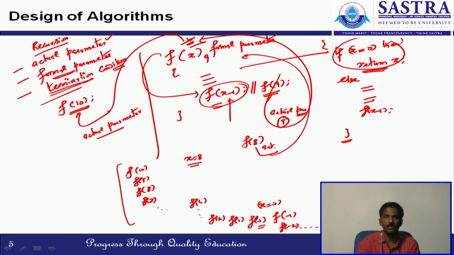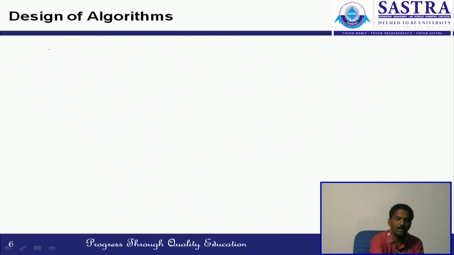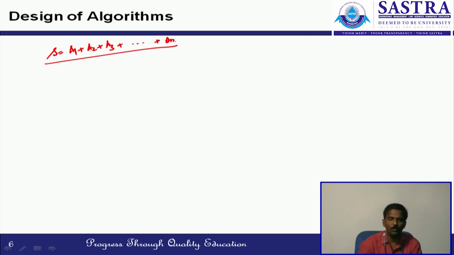Already we have seen the sum algorithm, which finds the sum of the elements stored in an array. In that algorithm, we evaluated S is equal to A1 plus A2 plus A3 plus etc. An. Now let us try to write the recursive construct to evaluate the same expression. Let us write the algorithm. The name of the algorithm is, for example, recursive sum.